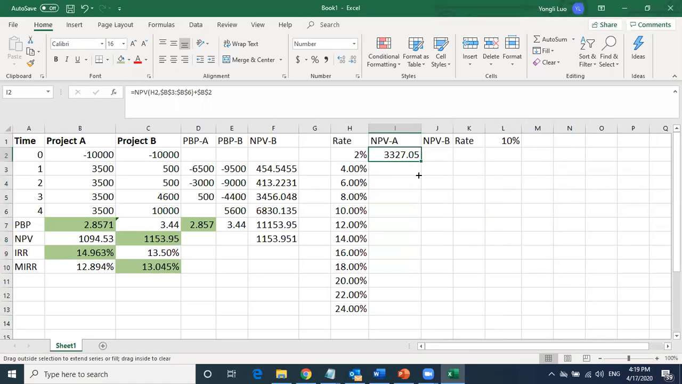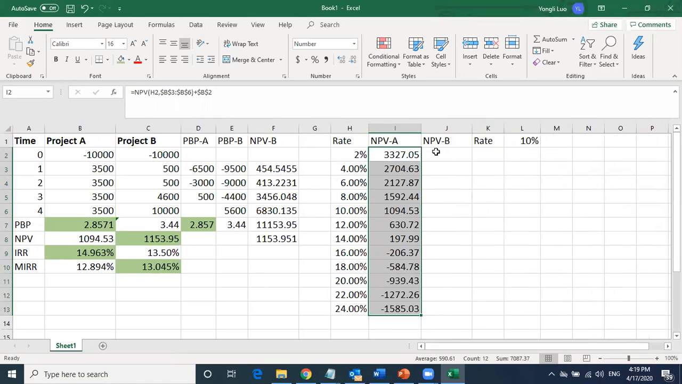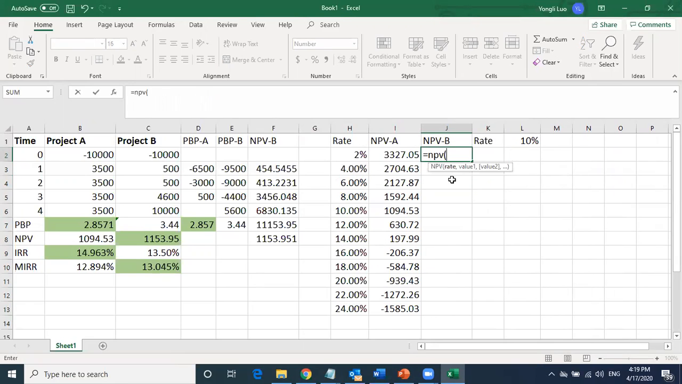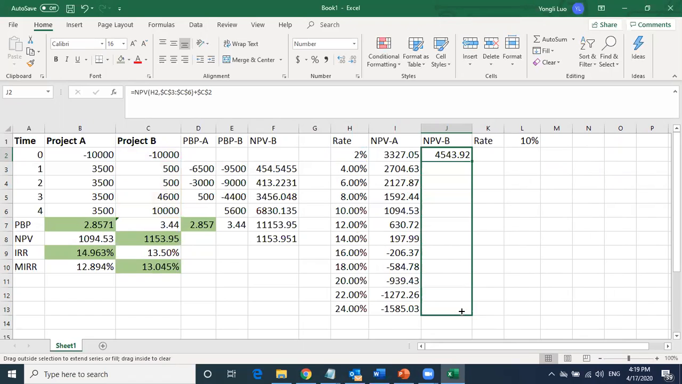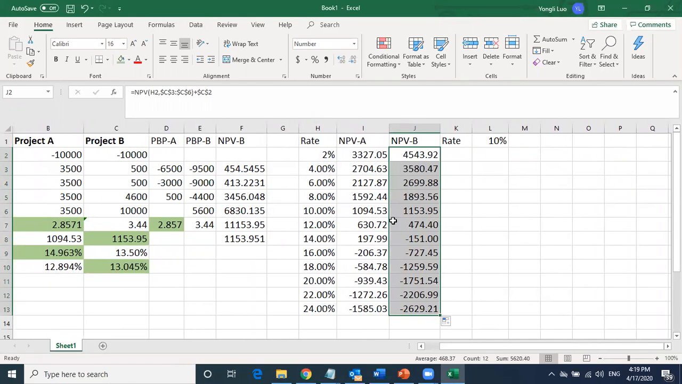So we have the net present value for project A, and we do the same with the net present value function for project B. We choose the rate and all these values carefully, and add the initial investment. That's going to be the net present value profile for project B. You click enter and apply the same formula. Now we can see we got a net present value profile.